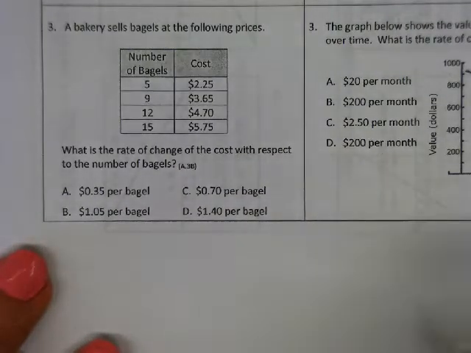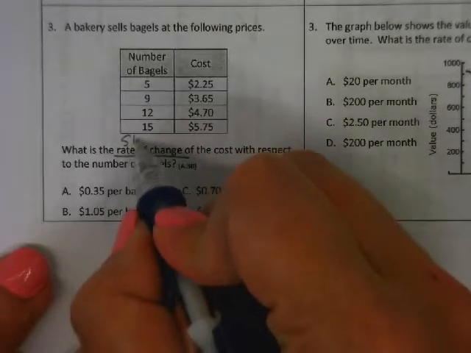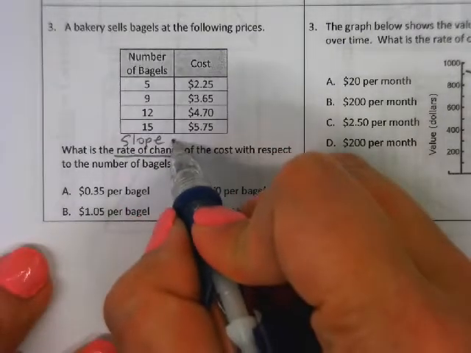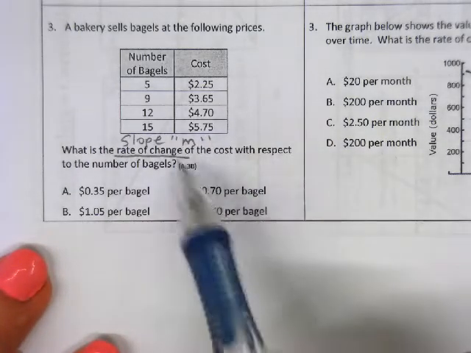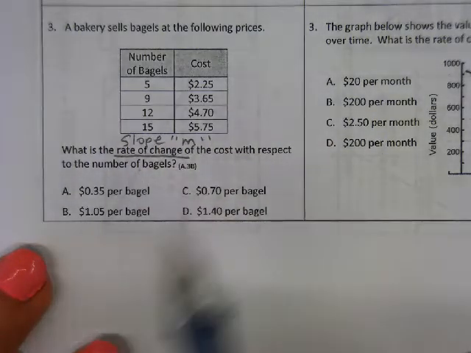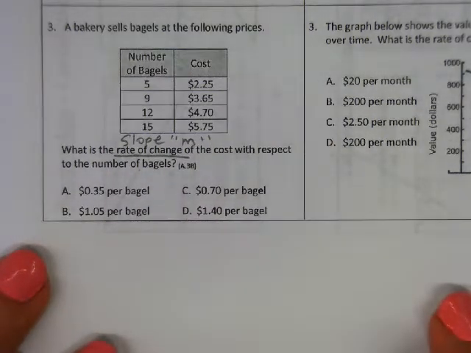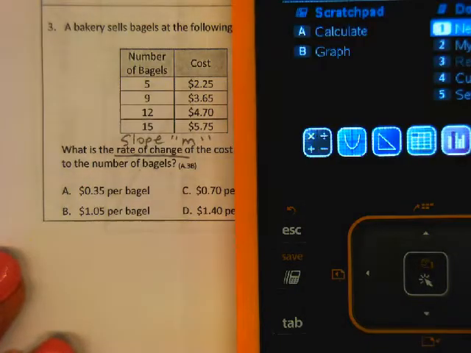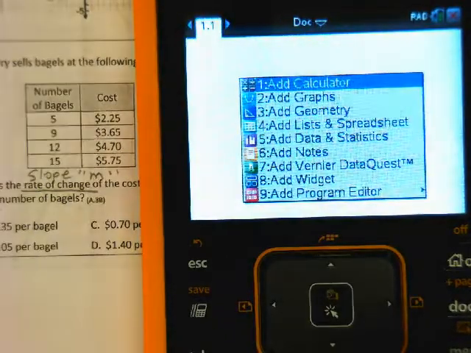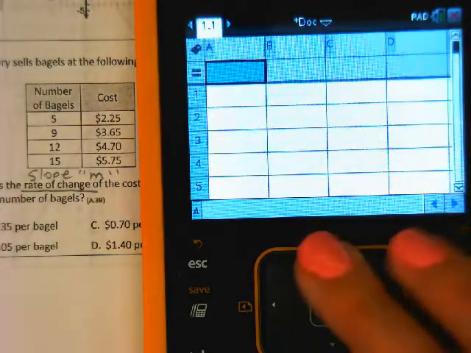All right, last one of these. What is the rate of change? Oh, what's another word for that? The slope. What letter is slope? M. Slope is M of the cost in respect to the number of bagels. What's your strategy here? Definitely list and spreadsheets. I love it. Guys, go ahead and start a new one because sometimes if you don't have the same amount of data, it gets a little bit confuzzled.